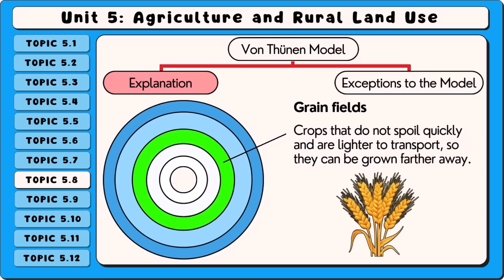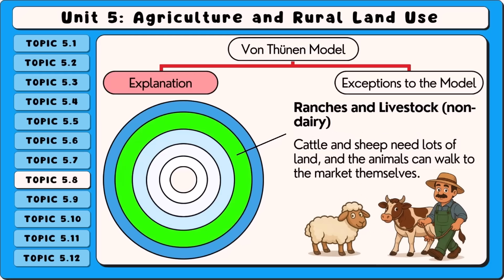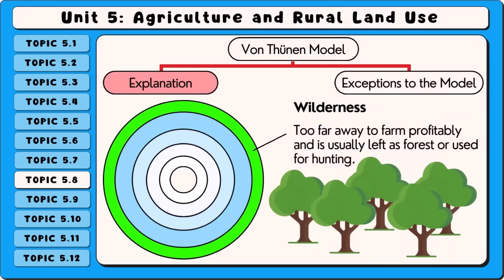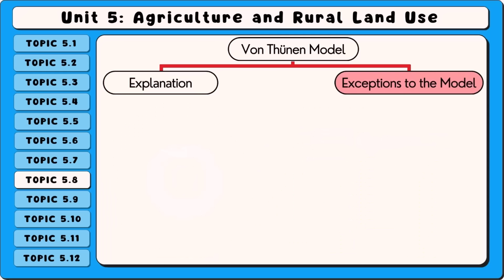In this ring, we have the grain fields and other crops that do not spoil quickly and are lighter to transport, so they can be grown farther away. Even further out are ranches where cattle and sheep are raised because they need lots of land, and the animals can walk to the market themselves. Outside of these rings is wilderness, which is too far away to farm profitably and is usually left as forest or used for hunting. Although von Thunen's model is useful, it doesn't always match real-world farming.